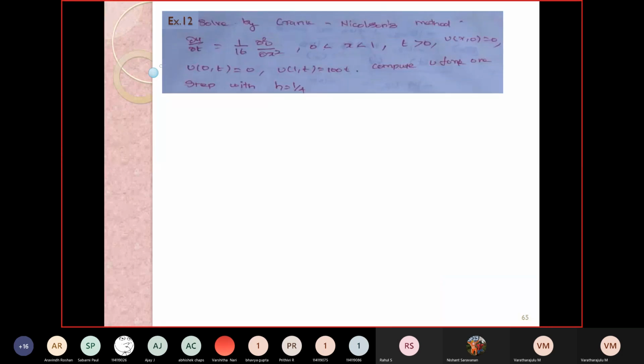Okay. Please, we'll solve at least one problem in today's class. This is our example 12, solved by the Crank Nicolson method. Usually, they won't give the method; we need to identify the type of solving procedure from the problem. But in this problem, they have given the solution procedure also, that is, solved by the Crank Nicolson method.